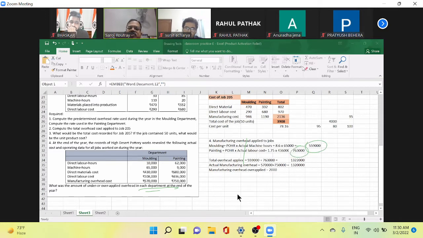In the case of molding department, machine hour is the basis, and the total machine hour is 65,000 multiplied by 8.6, 5,59,000 is the total manufacturing overhead applied to molding department. And 7,63,000 is the manufacturing overhead applied to painting department on the basis of labor cost, 4,36,000 into 1.75. So the total overhead applied is 13,22,000.